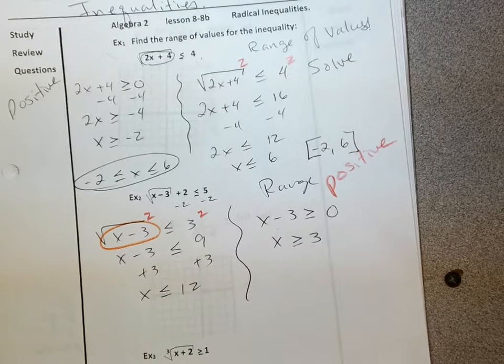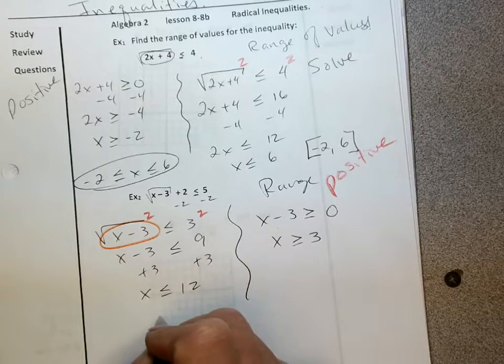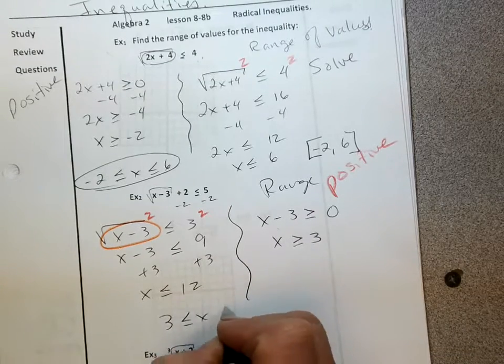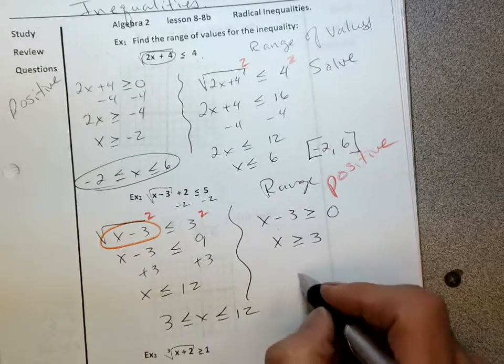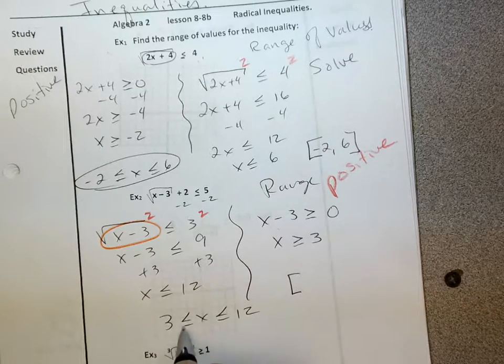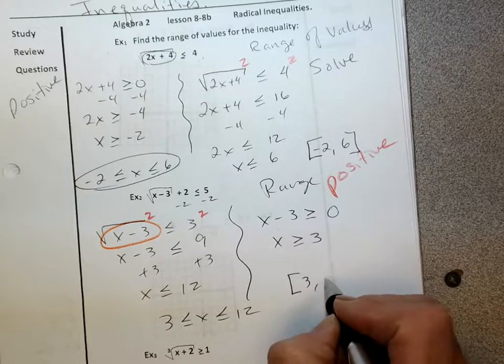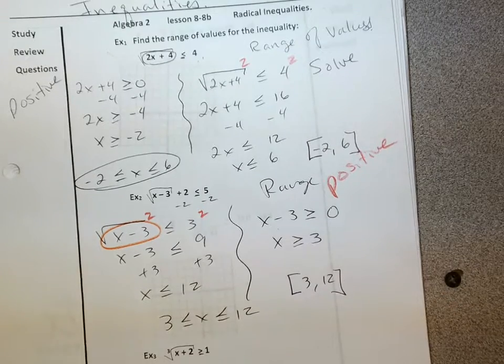So then finally, our answer in set notation would be 3 less than or equal to x, which is less than or equal to 12, or interval notation, which I like better: bracket because of the equal sign, 3 comma 12.